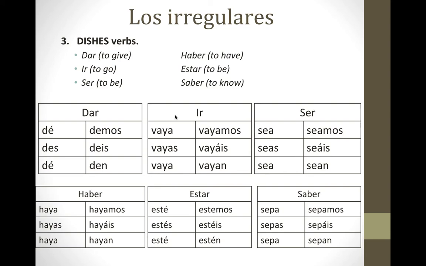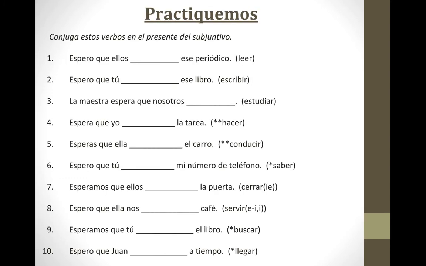Okay, estar. Estar's present subjunctive is esté, estés, esté, estemos, estén. And saber, to know, its present subjunctive form is sepa, sepas, sepa, sepamos, sepan. Okay, so let's see if we can practice conjugating in the present subjunctive. We have 10 practice problems here. Las lecciones dicen, conjuga este verbo en el presente del subjuntivo.